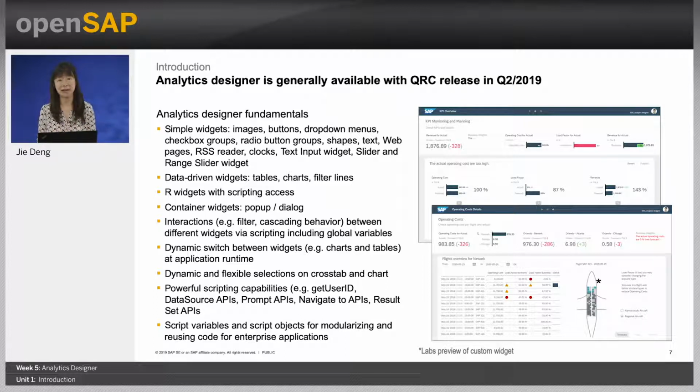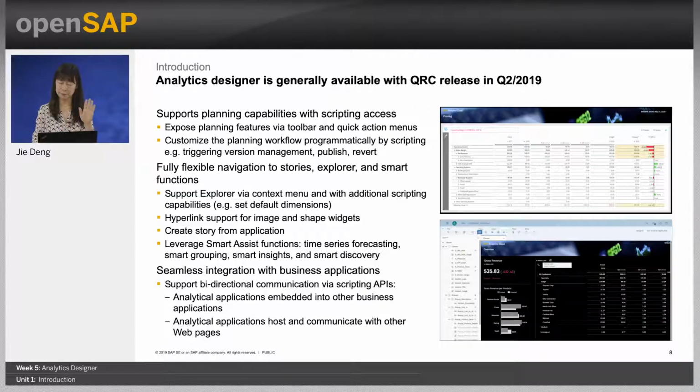So here is a functionality comparable with Lumira Designer. You have the different widgets, you have different scripting capabilities, and with the scripting capabilities, you will be able to implement your own interactions and navigations between these different dashboards. So that's the first category. The second category is that with this QRC release, we are already delivering capabilities with integration of SAC planning. That means all of the planning capabilities like version management, publish, and revert, we are providing with scripting access.